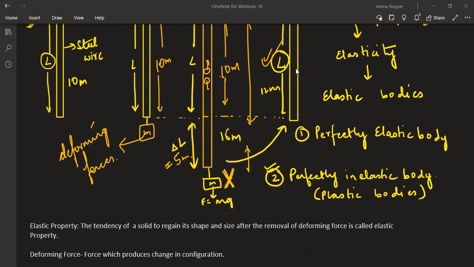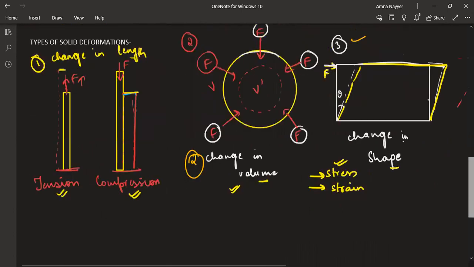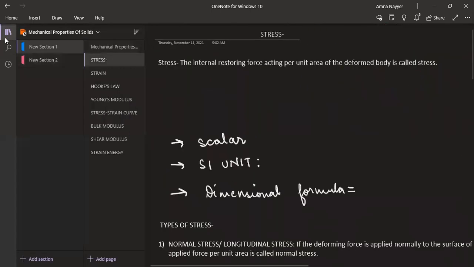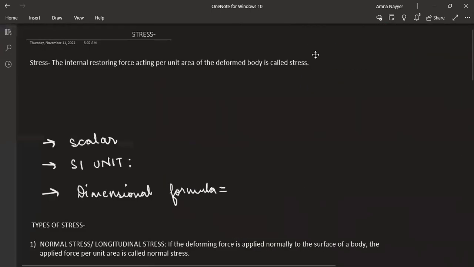If it is not able to regain its exact original shape and size, then we say that is a plastic body. So three types of solid deformations are there: length changes, volume changes, and a change in shape. Based on that, as I've told, we have two quantities, stress and strain. First, let us discuss stress. Easy topic to be discussed.